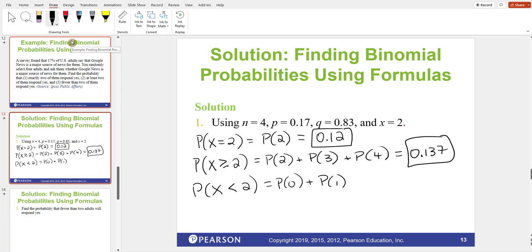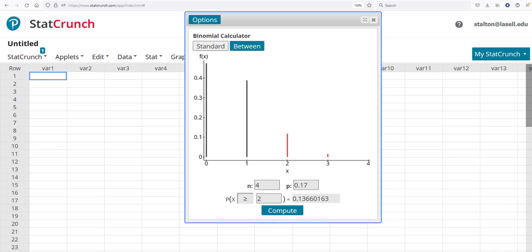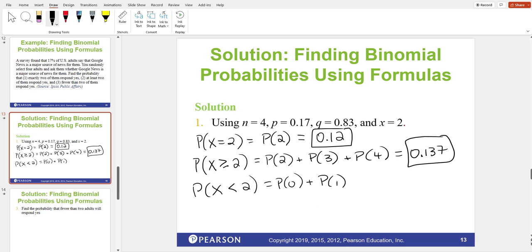All right, so in StatCrunch, all you have to do is just change the sign to less than. Do not put less than or equal to. You get 0.863.